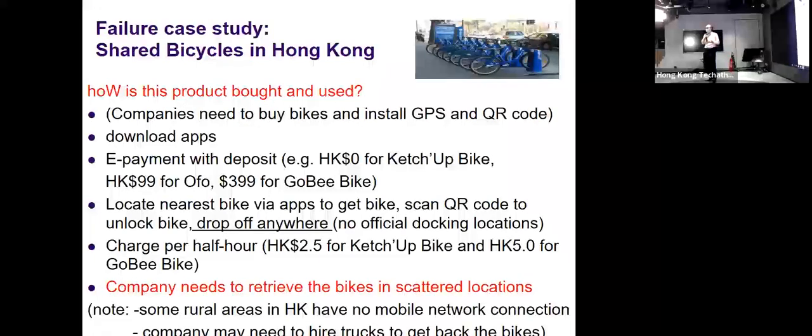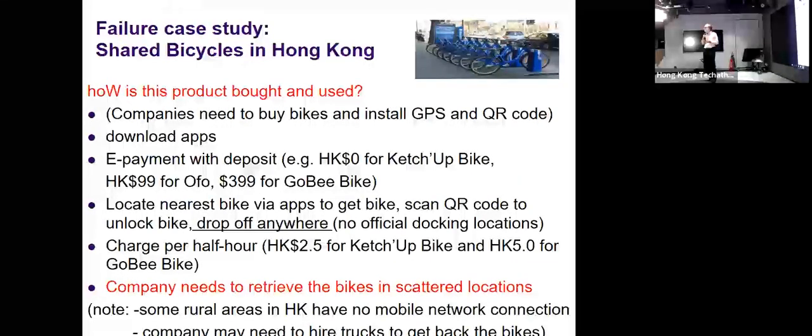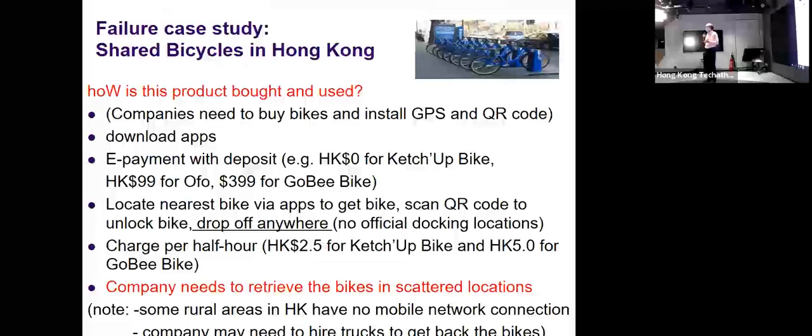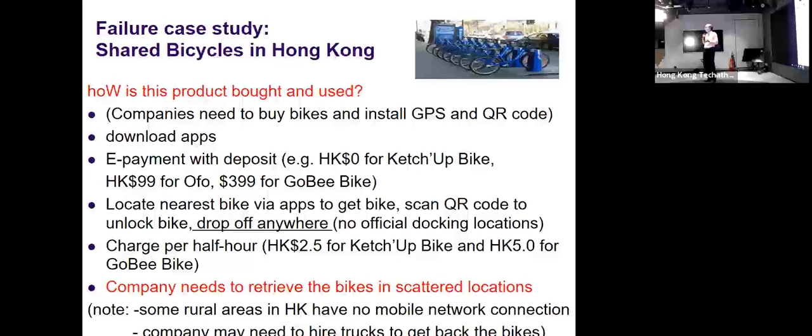Hiring a truck of about 2.5 tons would probably cost $1,500 to $1,600 per day. That is very expensive. Imagine you get $5 for 30 minutes and then you pay $1,500 for a truck to get all the bikes back.